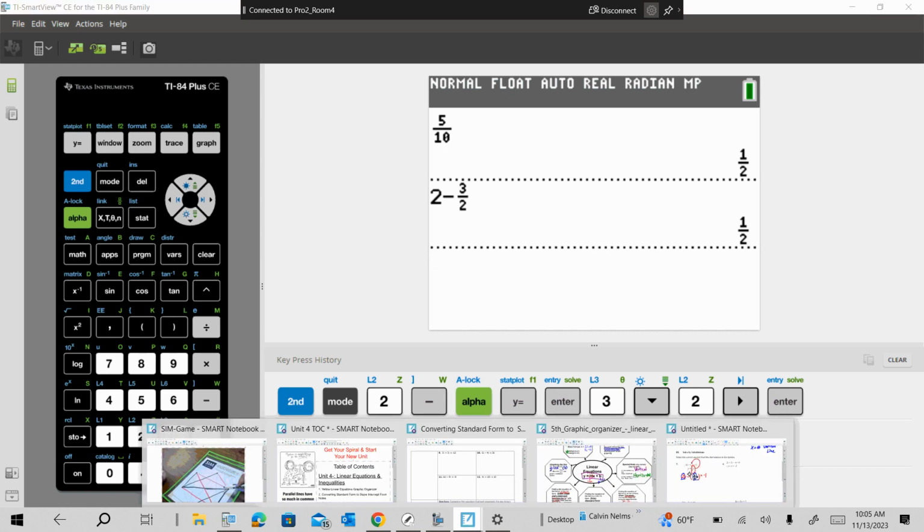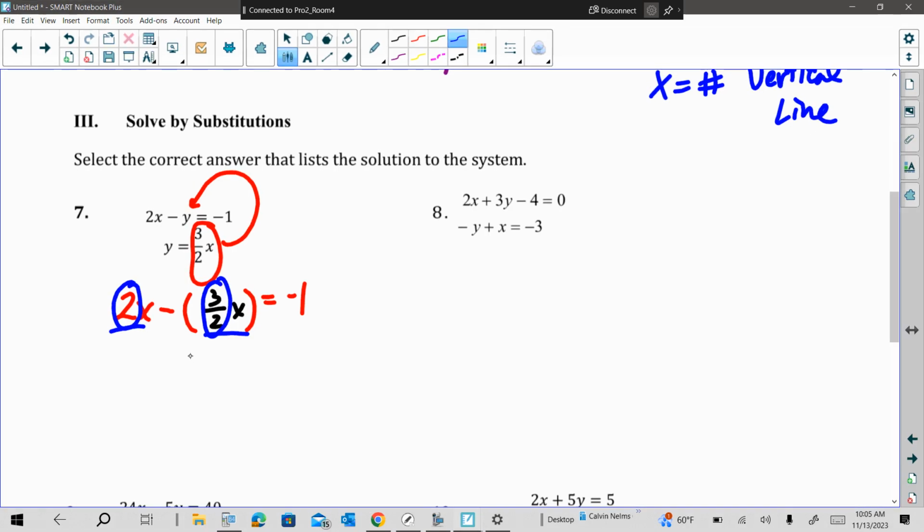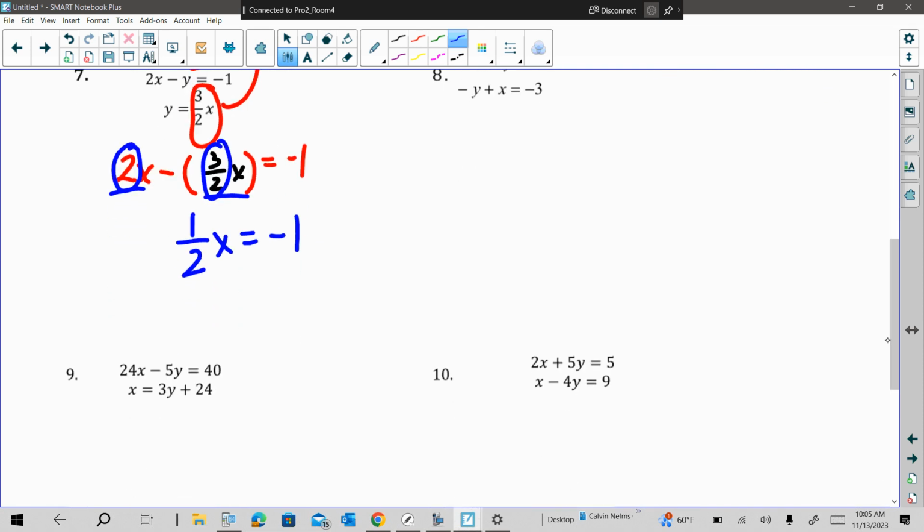So if this is, right here, 1/2 x equals negative 1, how do I get rid of that 1/2? You can either divide by 1/2 or multiply by 2, the reciprocal. So your x is going to equal negative 2. So there's one of our values.